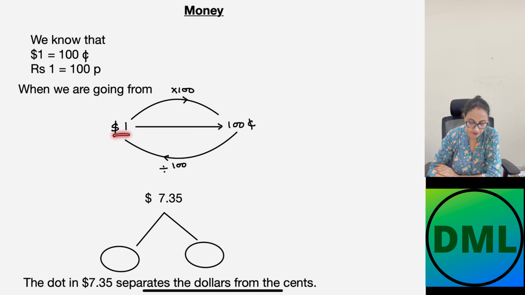When we are going from bigger unit to smaller unit, that means if I have to go from $1 to 100 cents, how am I going to reach that? We know that $1 is 100 cents, so we have to use this 100 cents for our conversion from dollar to cents. I'm going from bigger unit to smaller unit. That means I need to multiply that with 100. Then I'll get the answer as 1 times 100 is 100 cents.